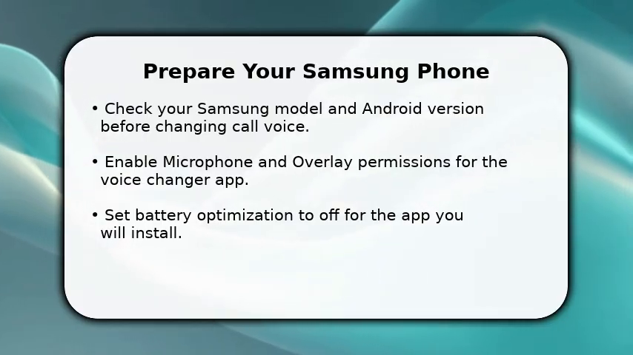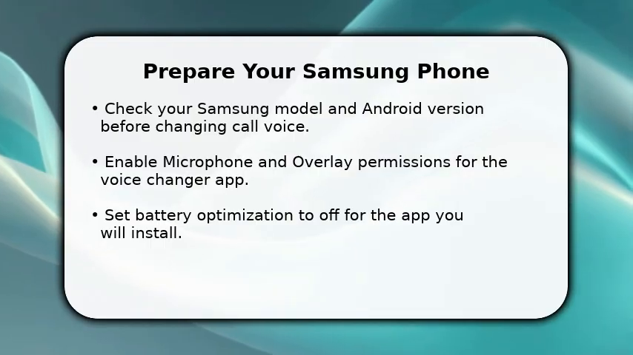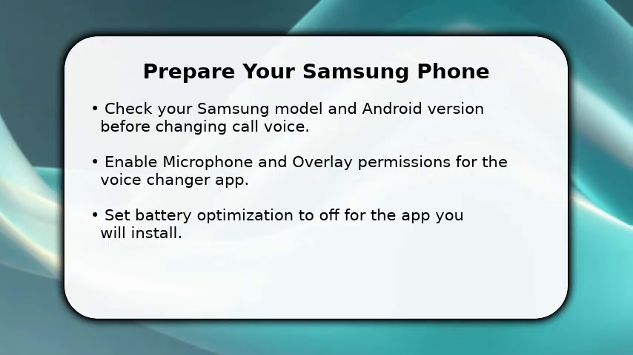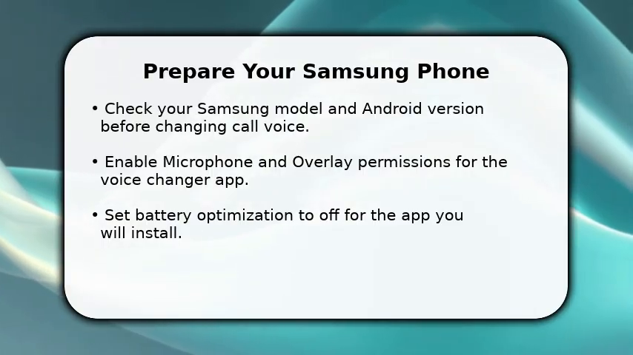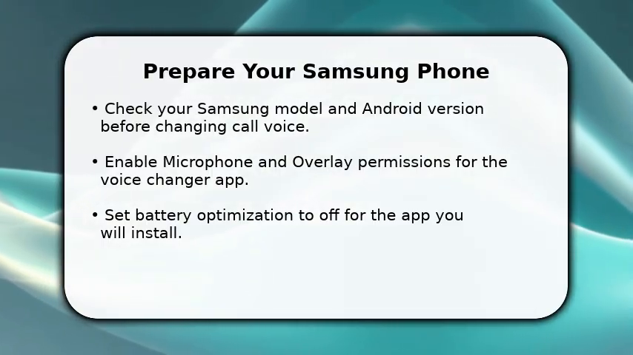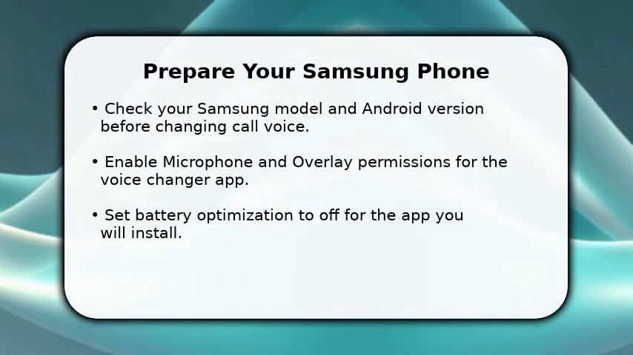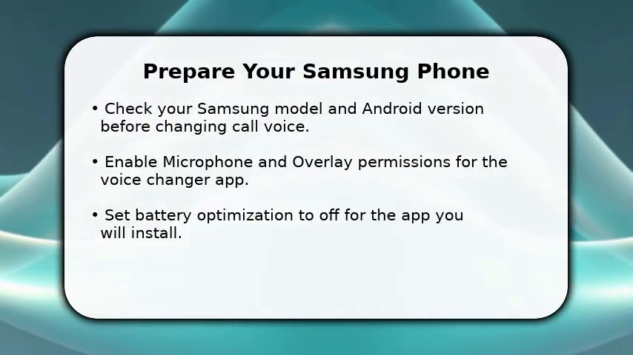Go to Settings, then Apps, and view permissions for microphone and phone. Grant overlay permission if the voice app requests it. Finally, disable battery optimization for the app to avoid shutdown during calls. These steps prevent interruptions and ensure the voice changer can run reliably during a call.